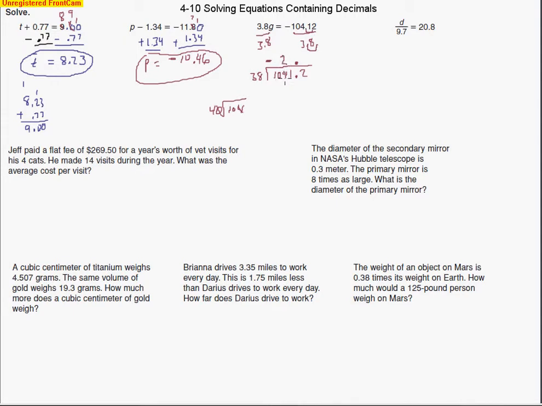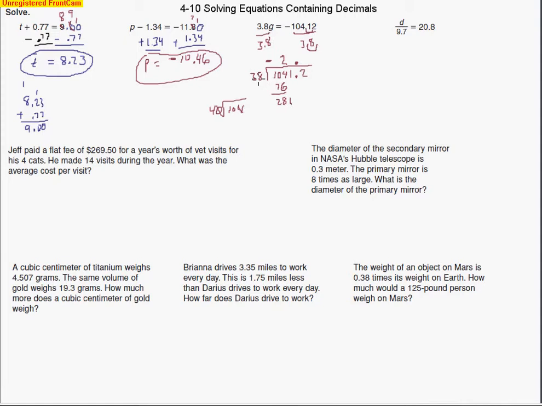I'm putting it right above the 4 here. And then I multiply. And so when I multiply 2 times 8, I get 16. Carry a 1, 2 and 3 make 6, plus 1 makes 7. And I subtract. Now make sure you borrow when you're doing that subtraction. You end up with 28. And then you want to bring down the 1.